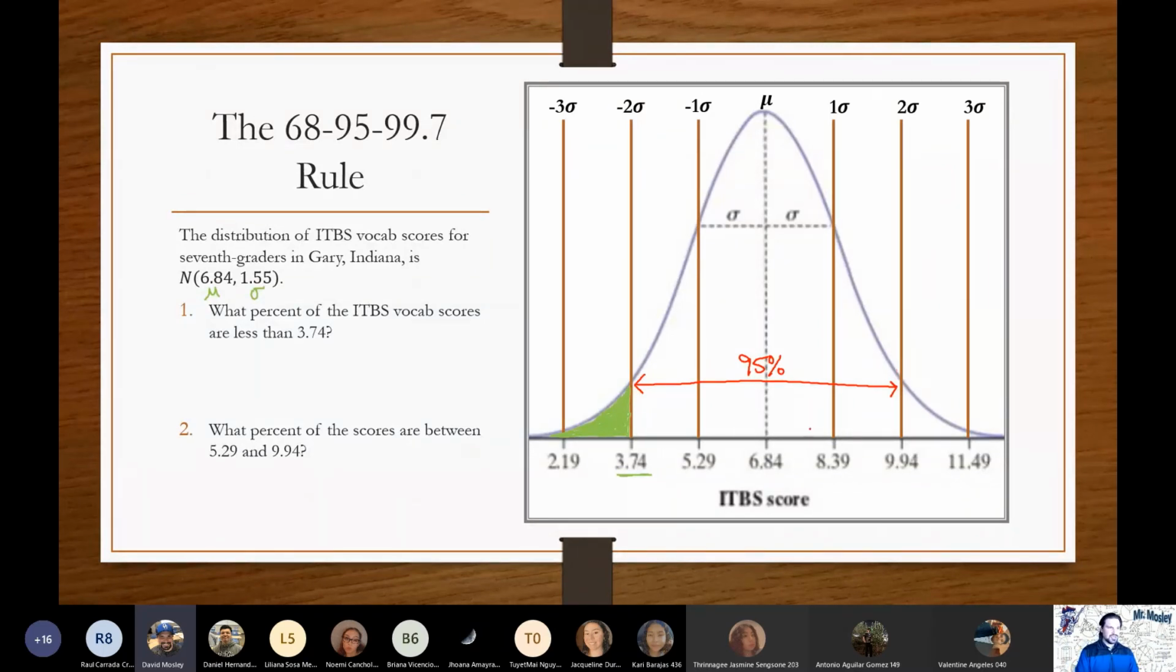Since we have symmetry, half of that 5% lives on this left-hand side that represents less than 3.74. And the other half lives over here. So that means this proportion to the left of 3.74 is 2.5%. Right, that's this entire green portion.